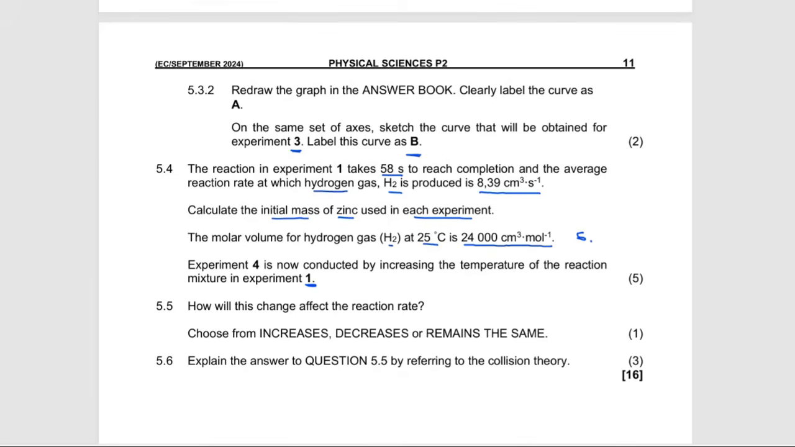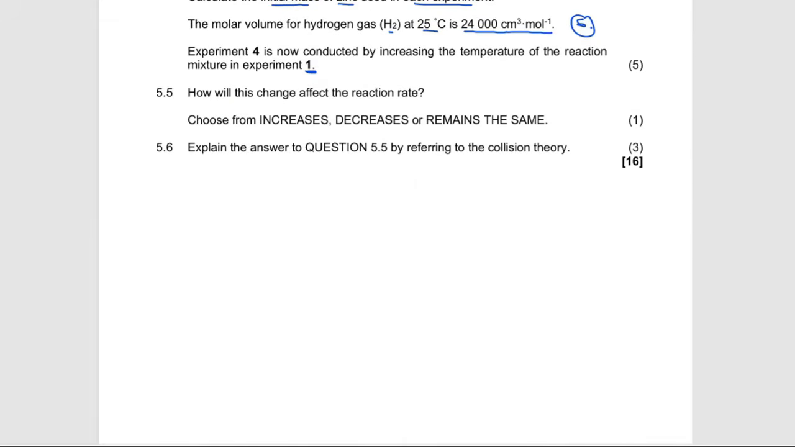So I can say the 5 there, right? Let's start by calculating the initial mass of the zinc. In terms of this, I'm going to say the rate, which is our reaction rate, is equivalent to change in volume all over change in time, right?